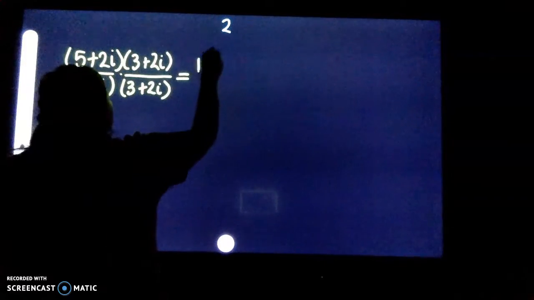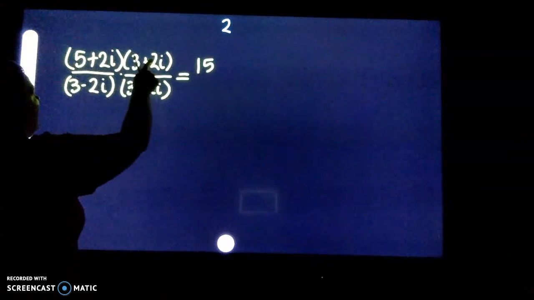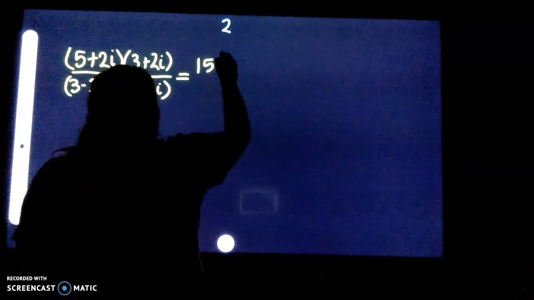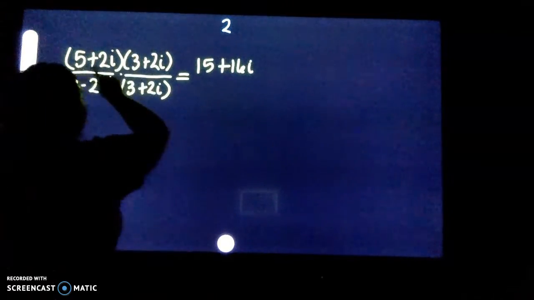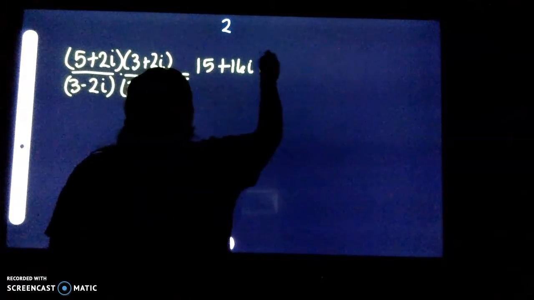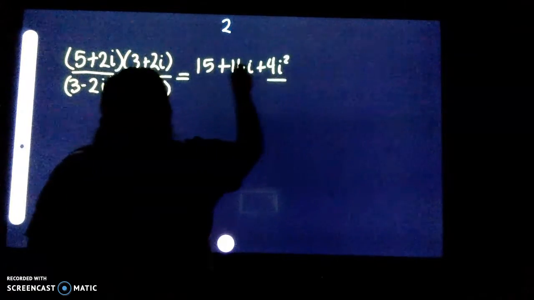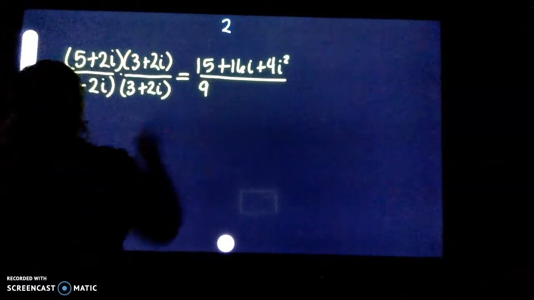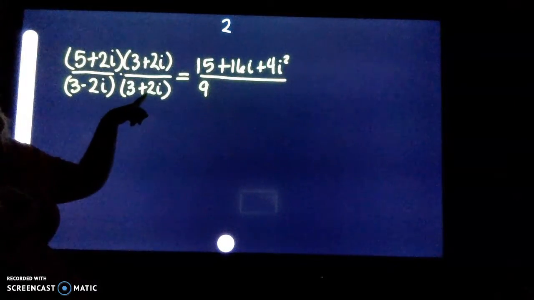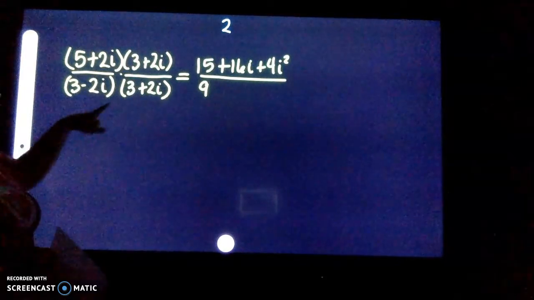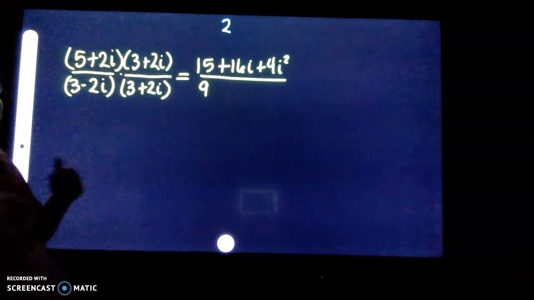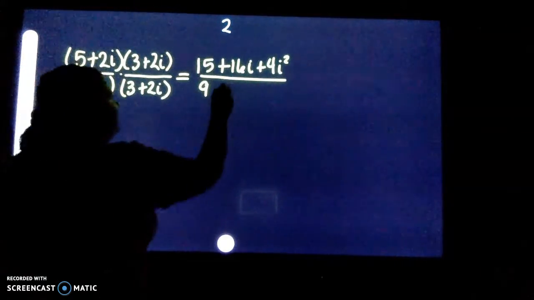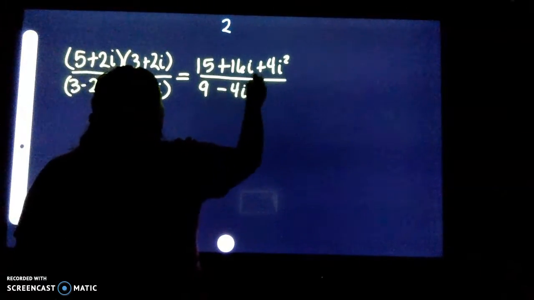5 times 3 is 15. 5 times 2i is 10i. 2i times 3 is 6i. 10 plus 6 is 16i. 2i and 2i becomes 4i squared, over, same thing in the denominator, 3 times 3 is 9. 3 times a 2i is a positive 6i. Negative 2i times 3 is a negative 6i, so those are going to cancel each other out, which leaves me with negative 2i times 2i, which becomes negative 4i squared.